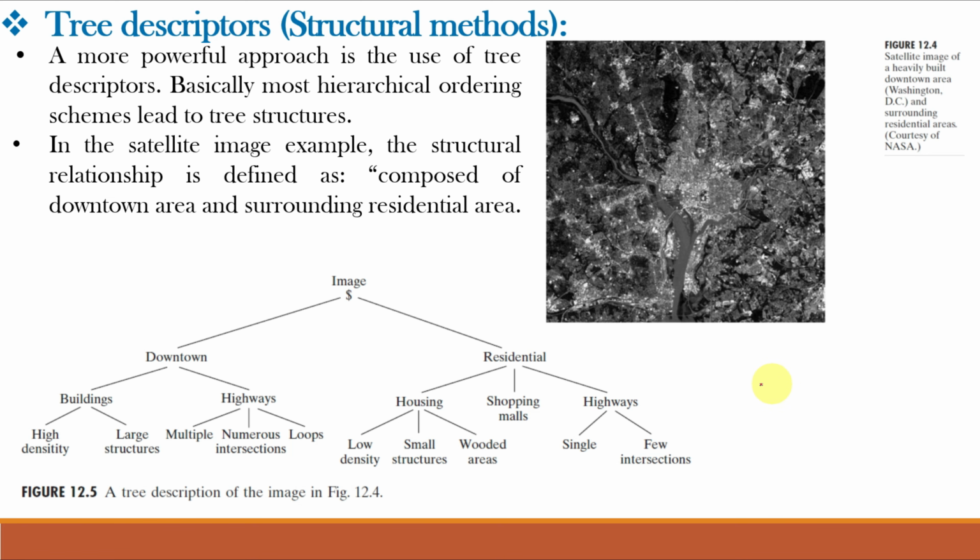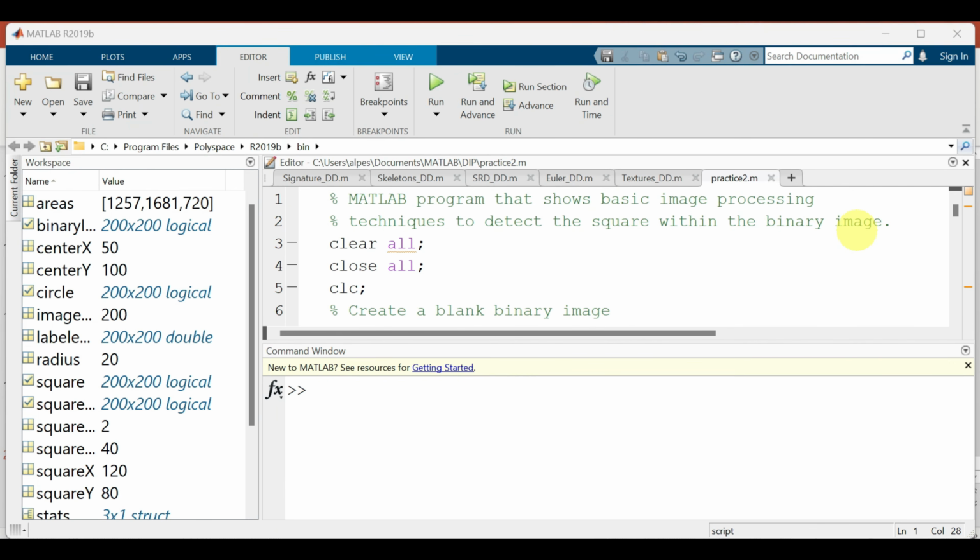Now let us implement in MATLAB how a square pattern is detected out of square, circle and triangular patterns.